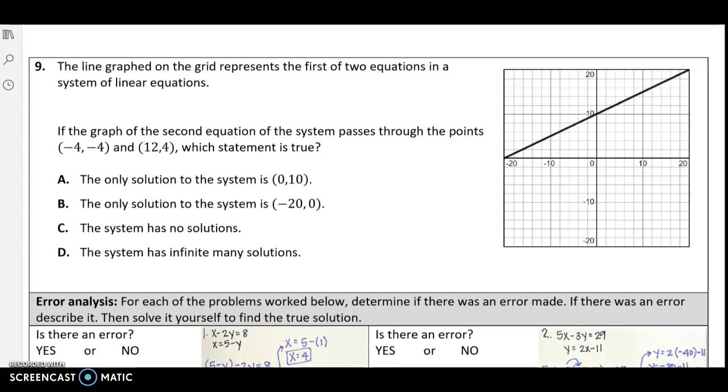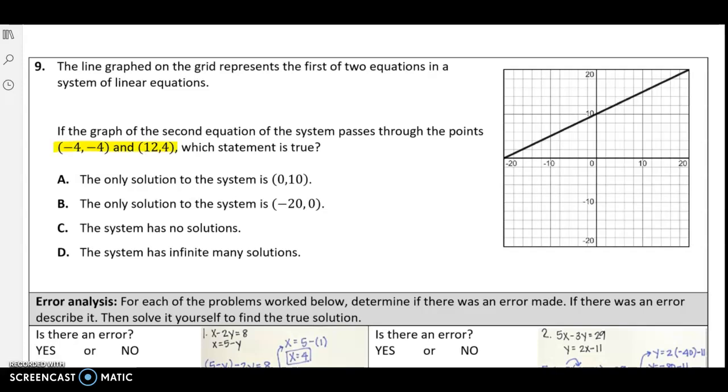Hi everyone, so we're looking at question number 9 on the Unit 4 test review. Let's read through it. The line graphed on the grid to our right represents the first of two equations in a system of linear equations. If the graph of the second equation goes through these 2 points here, which statement is true? And so it's talking about the solutions.